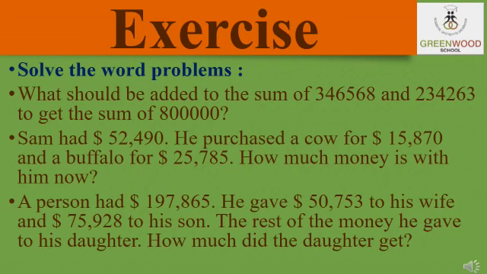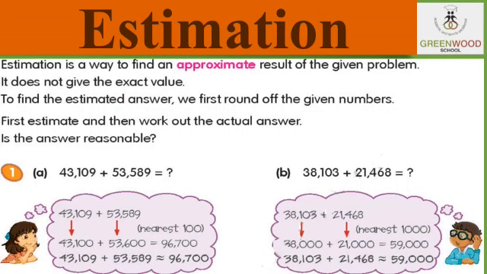Over here, read the question carefully and identify whether you have to do addition or subtraction. Our next topic is estimation. Estimation is a way to find an approximate result of the given problem. It does not give the exact value. To find the estimated answer, we first round off the given numbers.